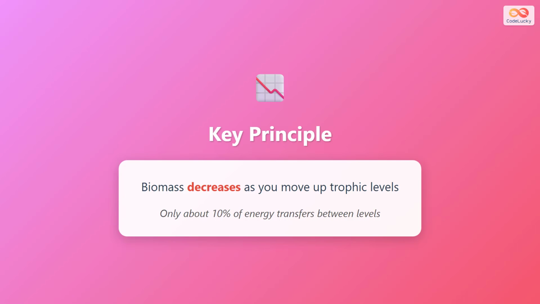Here's the fundamental principle. Biomass decreases as you move up trophic levels. But why does this happen? The answer lies in energy transfer efficiency. Only about 10% of energy successfully transfers from one level to the next. This means each higher level can support progressively less living material than the level below it.